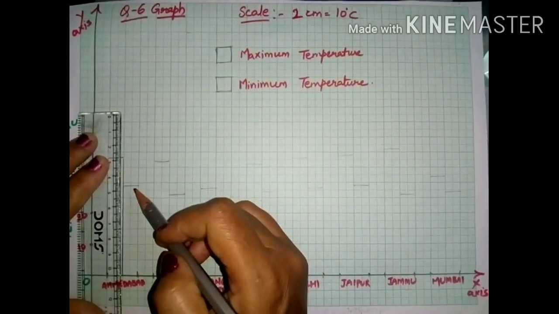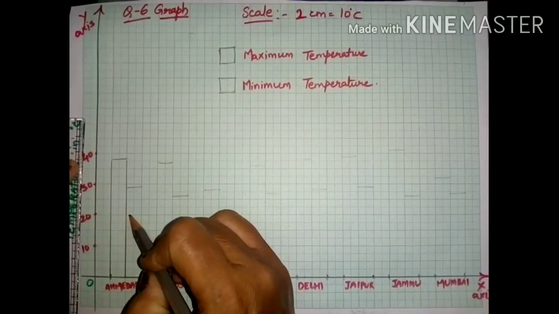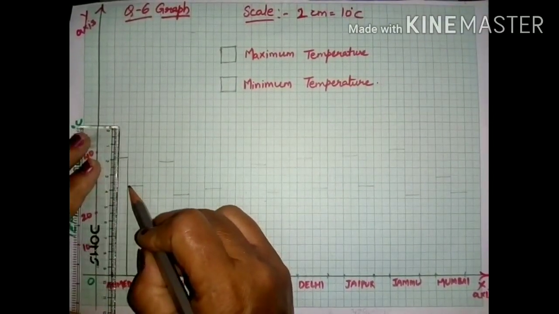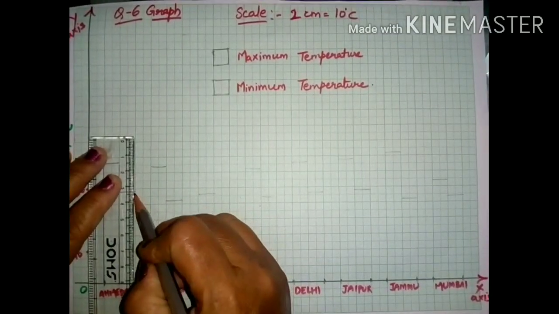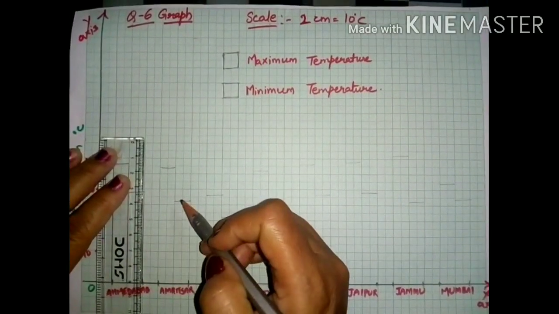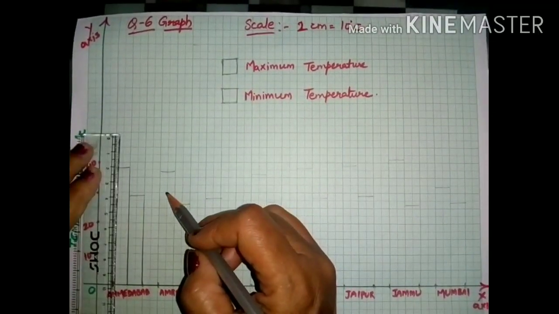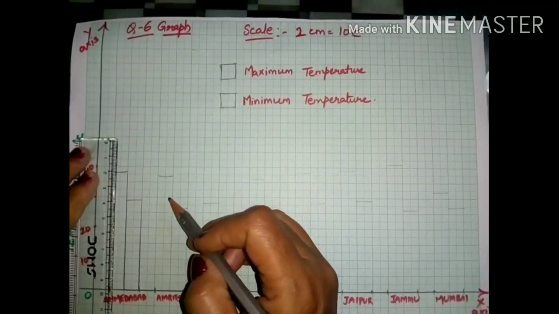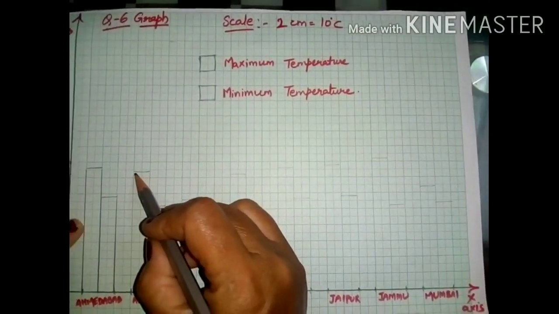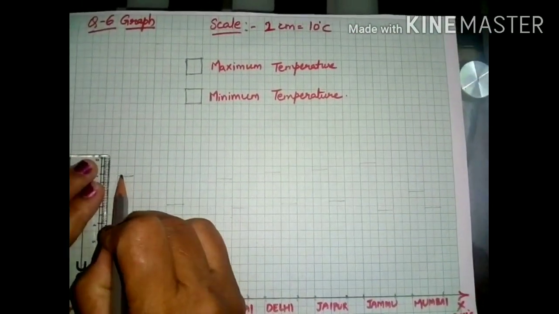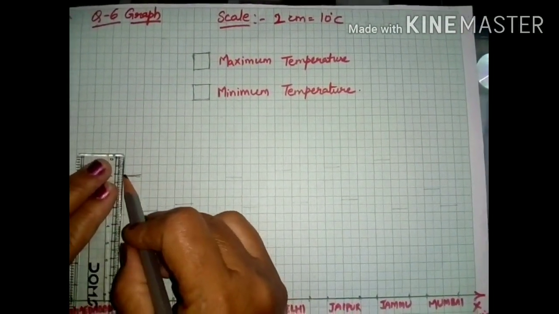Now the second bar, 29 degrees C. So 20 plus 9, 9 twos are 18. So 18 divisions we will take after 20. So this is the second bar. Then the third bar, Amritsar, is 37 degrees C and 26 degrees C. So 37 means 30 plus 7, 7 twos are 14. So after taking 14 divisions, we will put the bar here.